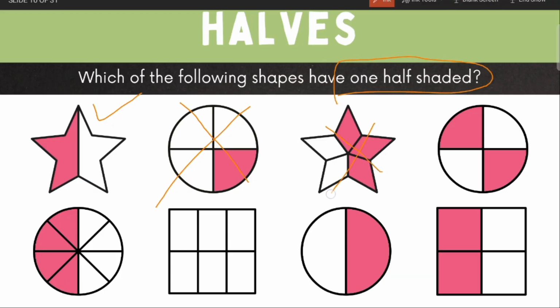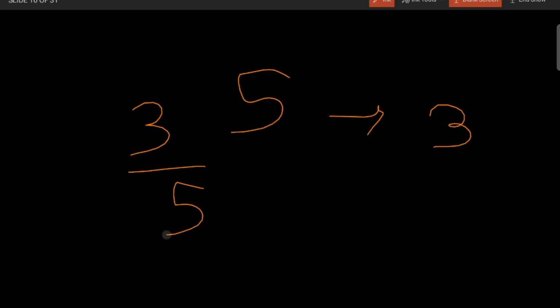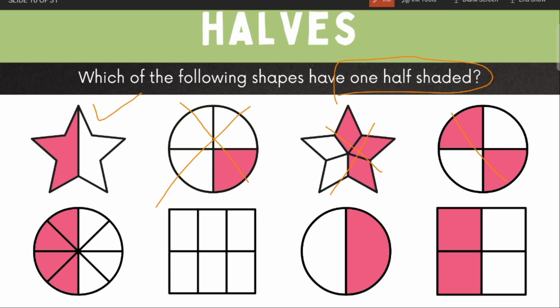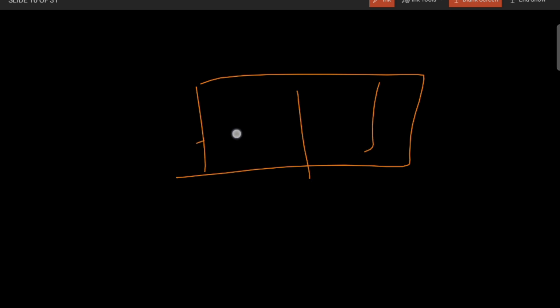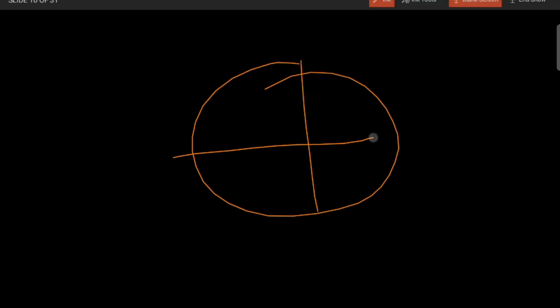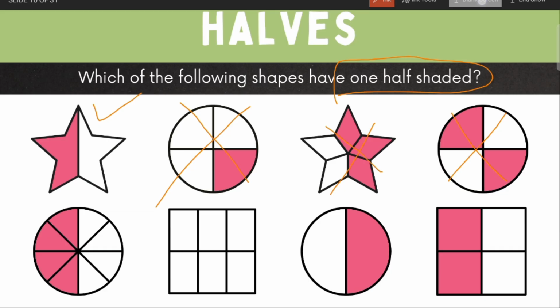This is also wrong because why? There are 5 parts and 3 are selected. That means 3 by 5 is there. Okay? This is also wrong. Why? Because there are 4 parts, but this and this is selected. That means this is also the wrong answer.